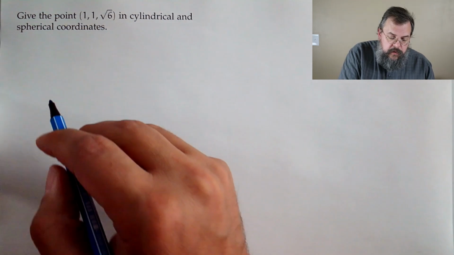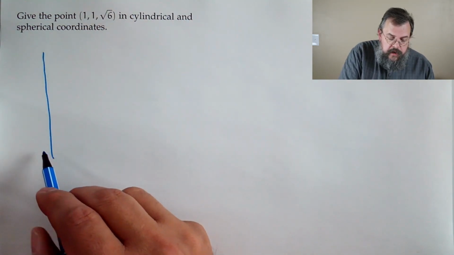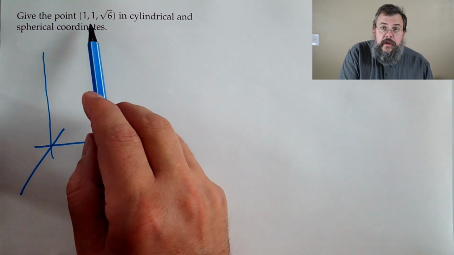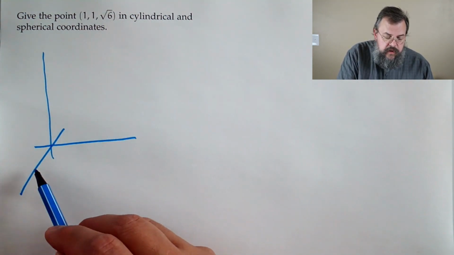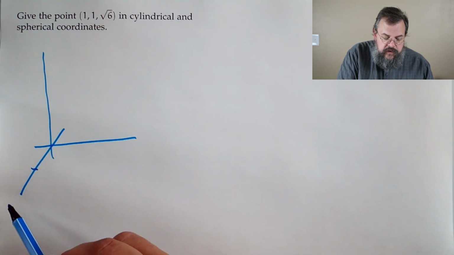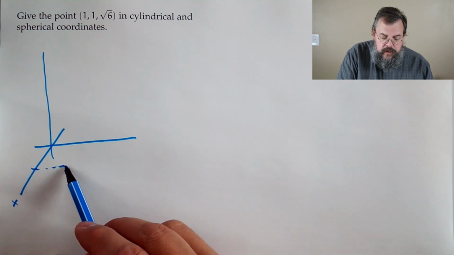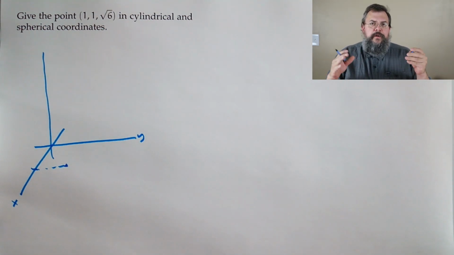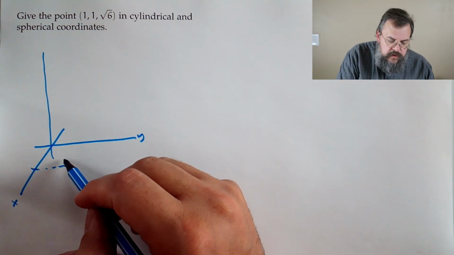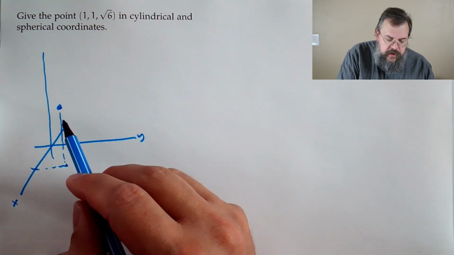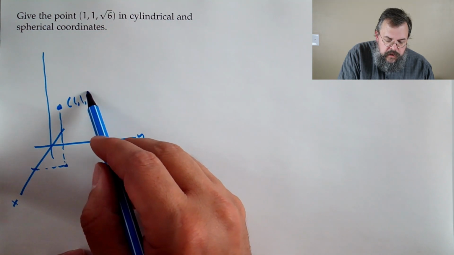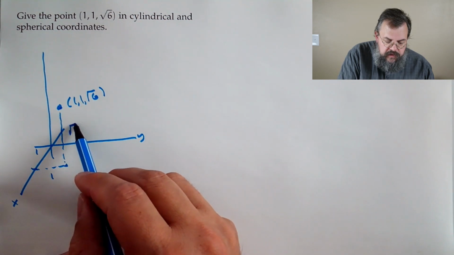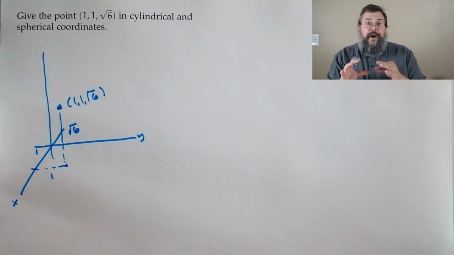Well, we can get a quick sketch of where that point is. So it says x equals 1, y equals 1, z equals root 6. So we move 1 over in the x direction, we move 1 over in the y direction, and then we move root 6. Now root 6 is somewhere between 2 and 3, so let's say it's here. So this is (1, 1, root 6). And so we've moved 1, 1, and root 6 up. All right, so that's our point.